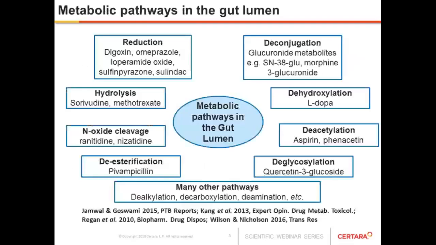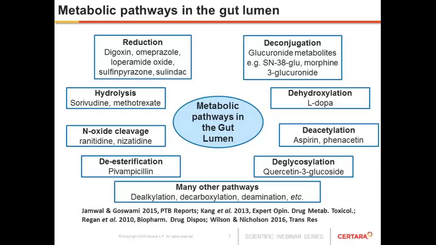Just going further into the luminal metabolism, I think many of you are already aware, but there are a significant number of phase 1 and phase 2 metabolic reactions that are already reported to be happening in the gut lumen, which is mainly driven by microbial flora or microbiota in the gut lumen. Some of them, like reduction and hydrolysis, are the most common reactions, but there are others like, for example, N-oxide cleavage that is responsible for ranitidine metabolism, which are also quite predominant.